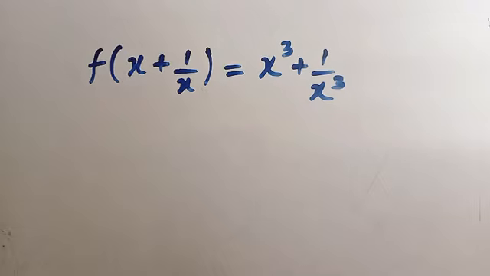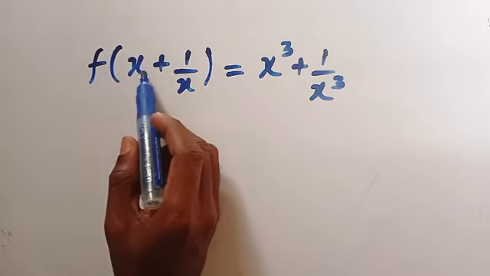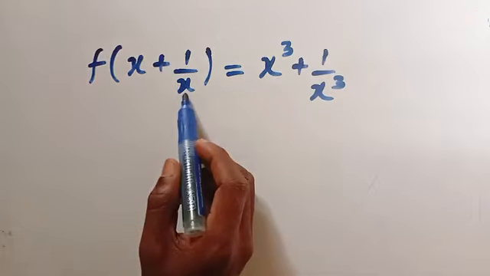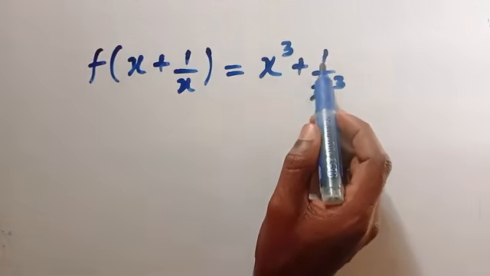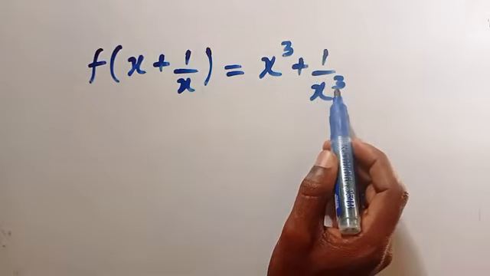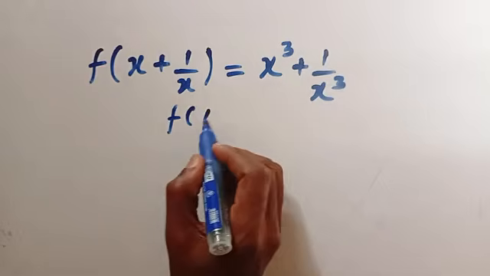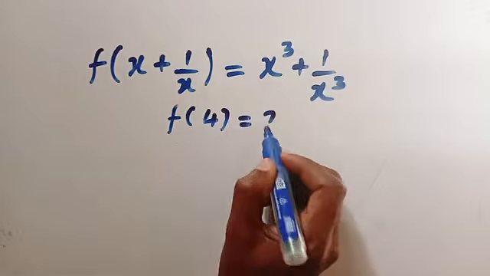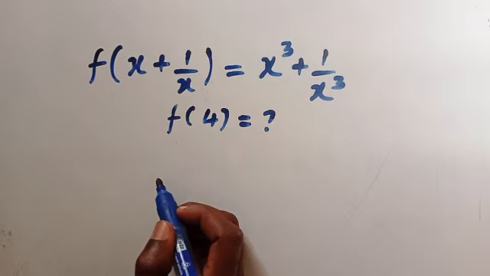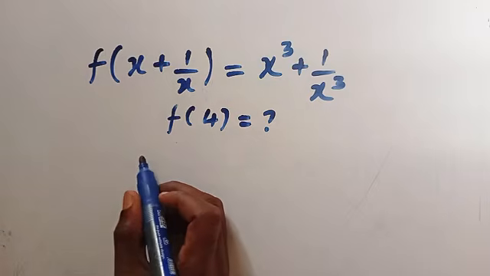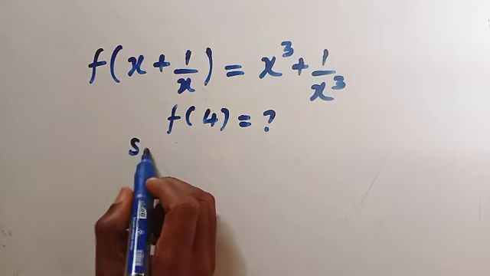How to solve these nice functional equations? We have f of x plus 1 over x equals x raised to power 3 plus 1 over x to the power of 3. So we are interested to find f of 4, and I will be solving this problem in two different ways. And if you have any other ways of solving this, we can drop it in the comment box. Let's get into the first method.